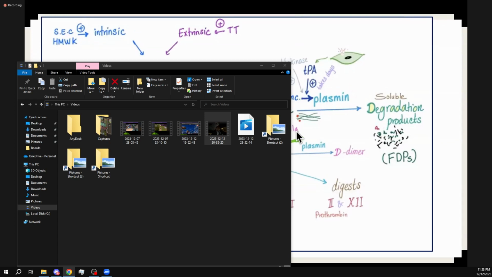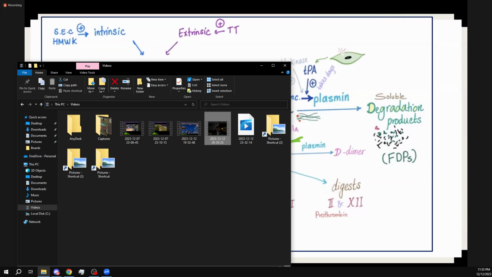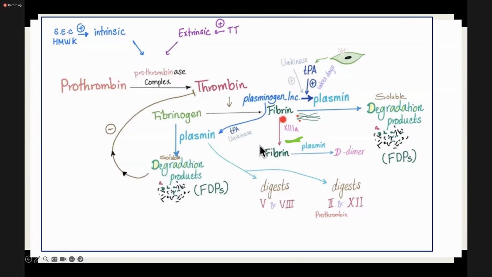When you add factor 13, it will convert your fibrin to stable fibrin, and that's when you have fibrin polymers. Now, when you break down fibrin polymers, you're going to get D-dimers. Your fibrin monomers will give you fibrin degradation products. So D-dimer comes from the stable fibrin, called fibrin polymers.